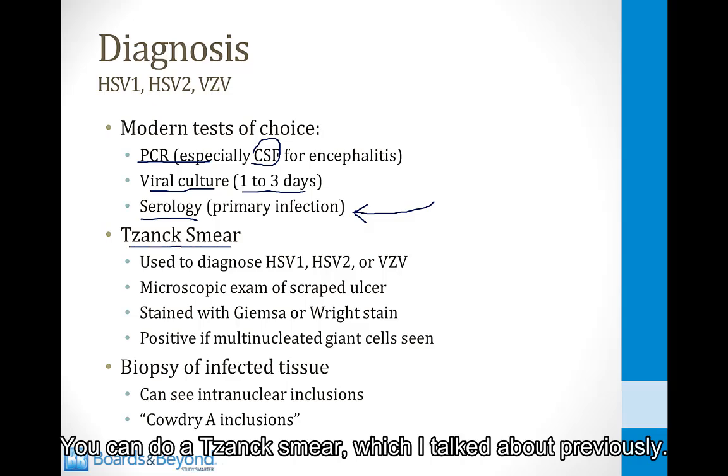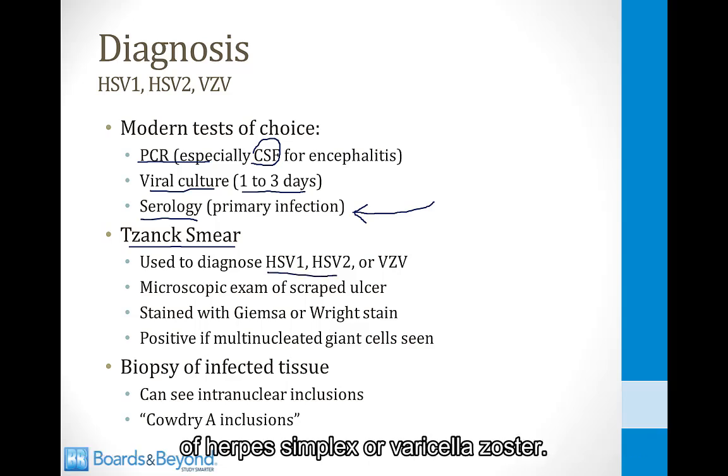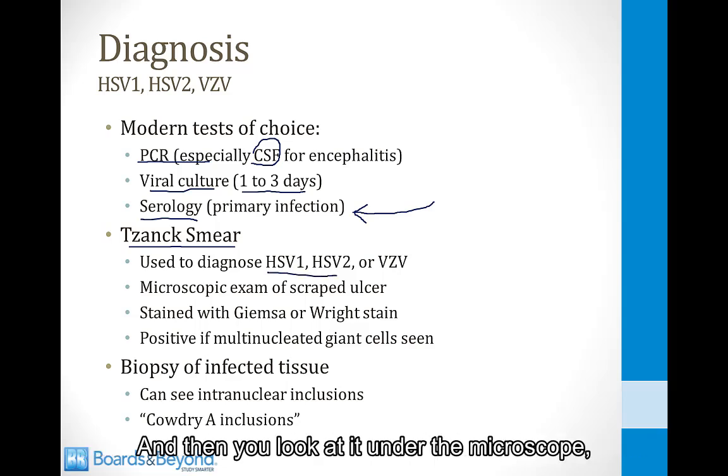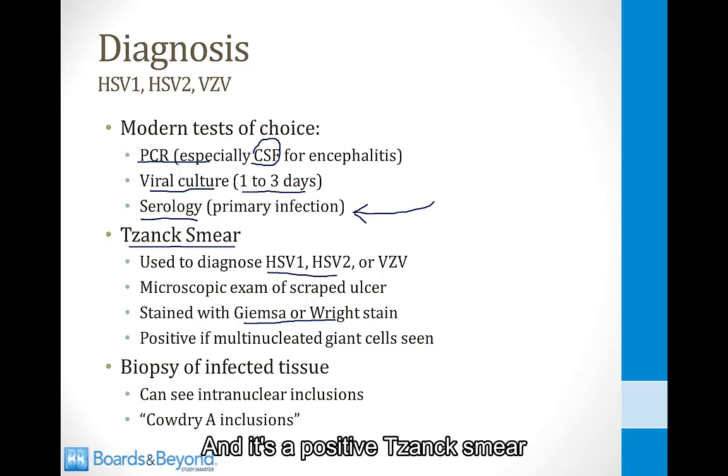You can do a Tzanck smear, which I talked about previously. This is where you take a scraping from one of the lesions of herpes simplex or varicella zoster, and then you look at it under the microscope, usually after staining with the Giemsa or Wright stain, and it's a positive Tzanck smear if you see multinucleated giant cells.